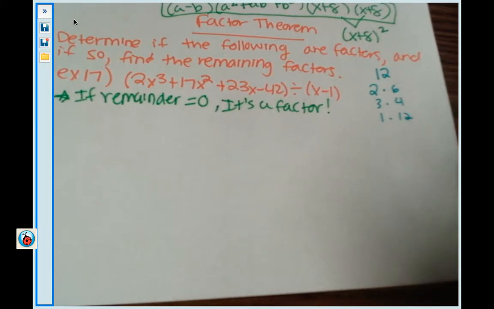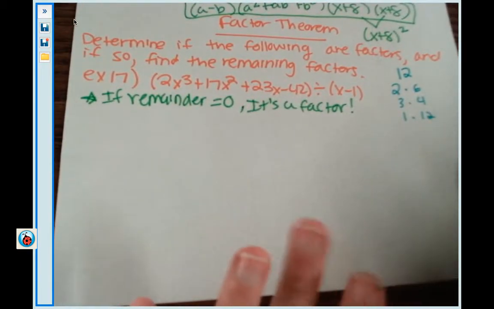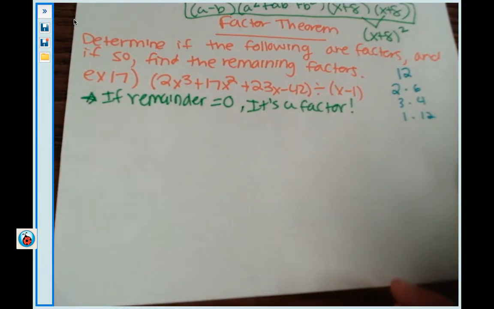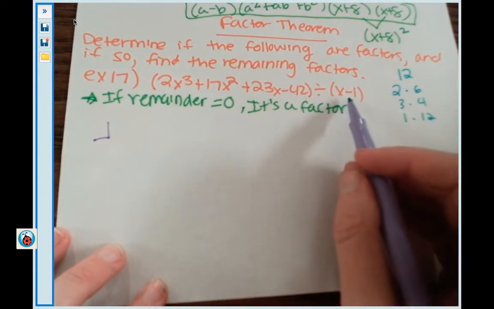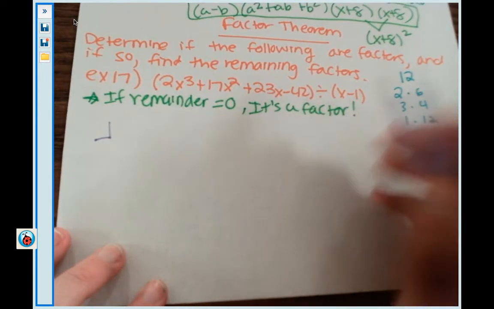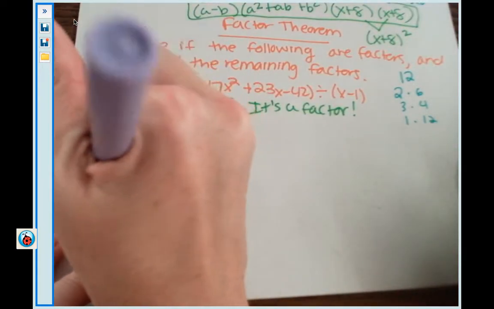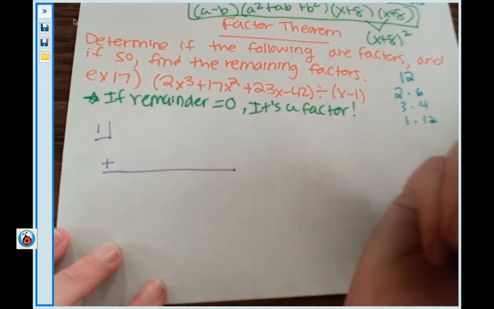Alright, so we're going to be doing some polynomial division. With polynomial division, you can pick to either do long division or synthetic division. I don't care which technique you use. Me personally, I prefer to use synthetic division, but that's just a personal preference. So I'm going to set up my synthetic division. In my box, I'm going to put the opposite of my divisor, which is a positive one. I'm going to set up my synthetic line.